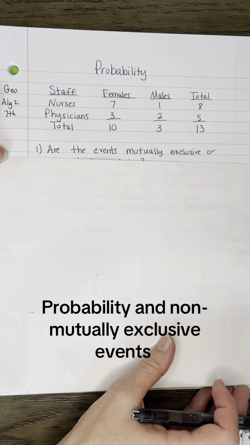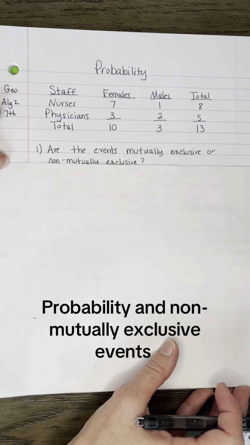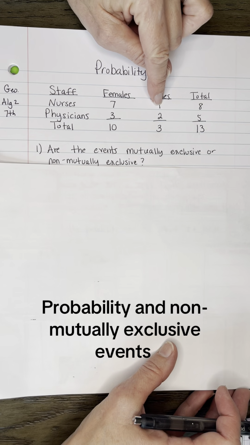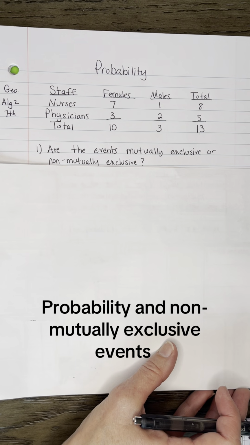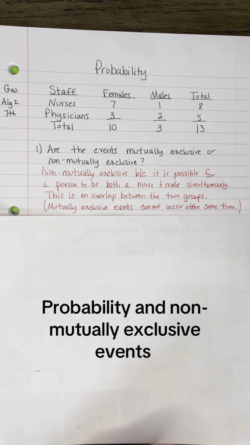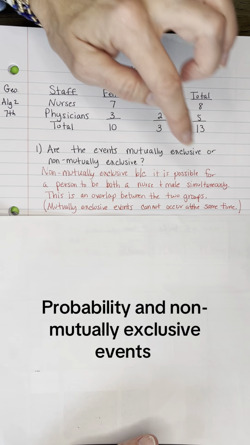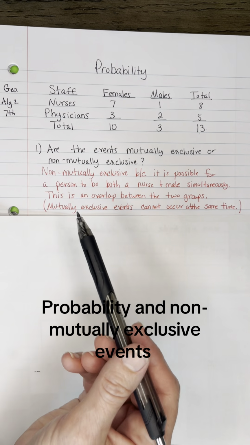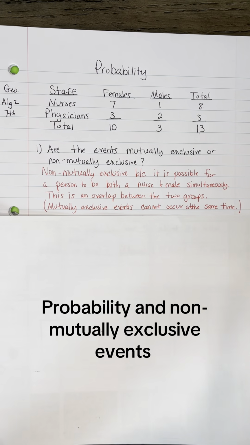First thing you want to do is decide if the things are mutually exclusive or non-mutually exclusive. Now, if it's mutually exclusive, they cannot happen at the same time. And if we look right here, I have one male that is a nurse. So if I'm talking about a nurse that is a male, that can happen. So if it can happen, that's going to be non-mutually exclusive. It is possible for a person to be both a nurse and a male simultaneously. So there is an overlap between those two groups. Keep in mind, mutually exclusives cannot occur at the same time.